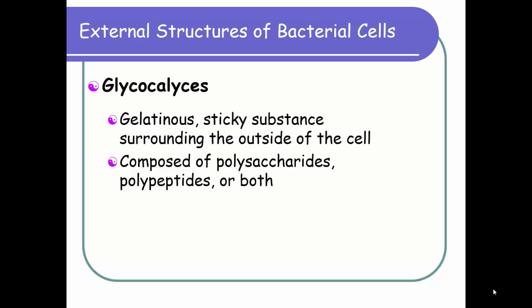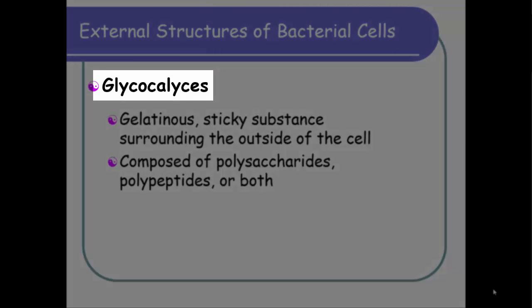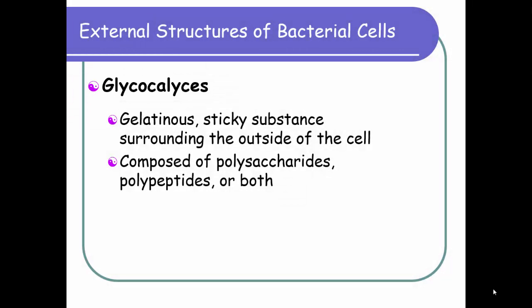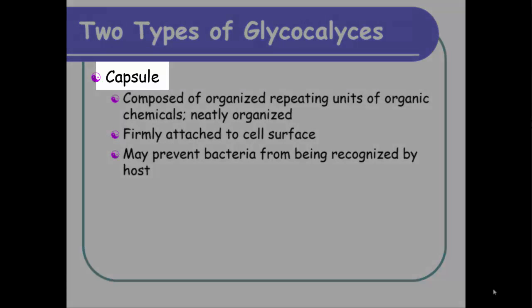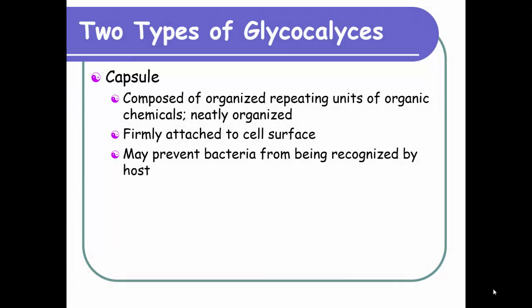We will start looking at the prokaryotic cell from the inside out. On the very external part of most bacterial cells, we have the glycocalyx or the glycocalyces. These typically are a gelatinous sticky substance that surrounds the outside of the cell wall. Typically, they're composed of polysaccharides, polypeptides, or usually actually both. There are two types of glycocalyces that we can find in bacteria. The capsule, which is composed of organized repeating units of organic chemicals, are very neatly organized at the surface and firmly attached to the cell wall.